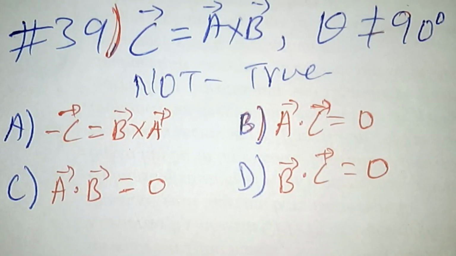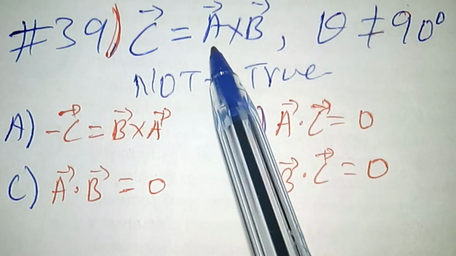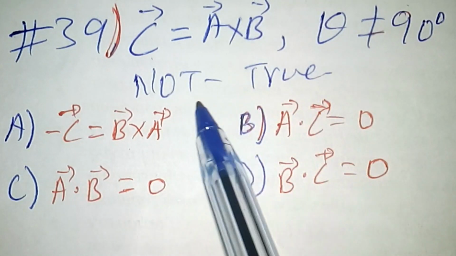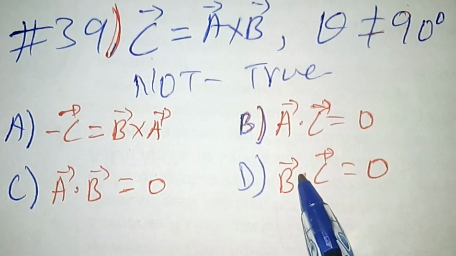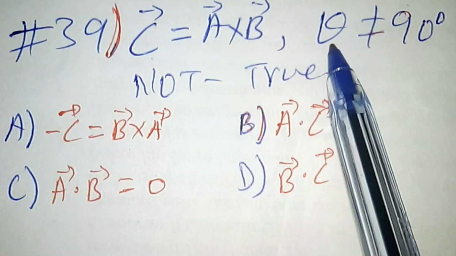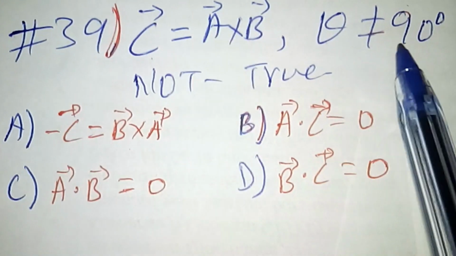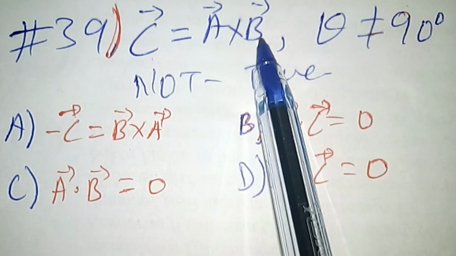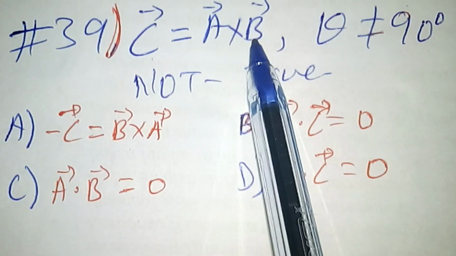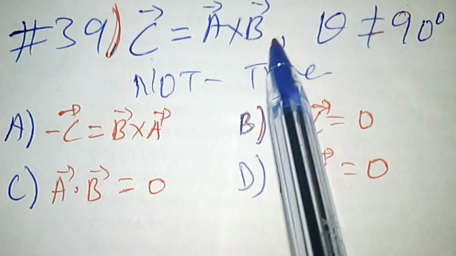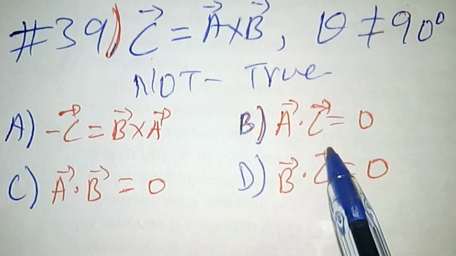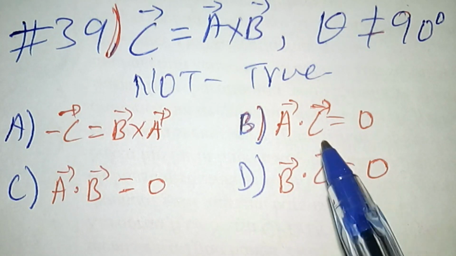Three vectors A, B, and C such that C is equal to the cross product of A and B. Which one of the following is not true among the given alternatives? If theta is different from 90 degrees. Theta is the smaller angle between A and B when they are drawn tail to tail with each other. So then, concerning these given situations, which of the following alternatives is not always true?